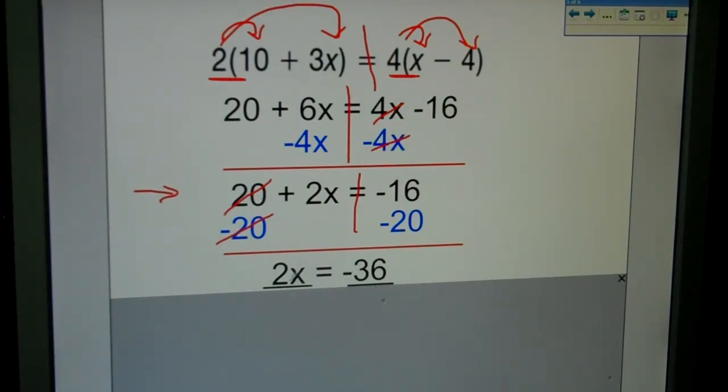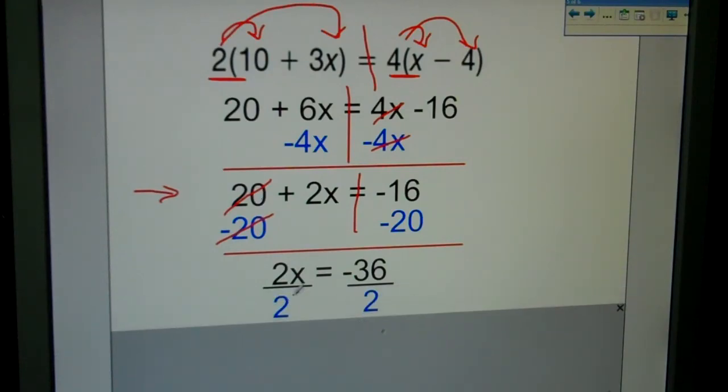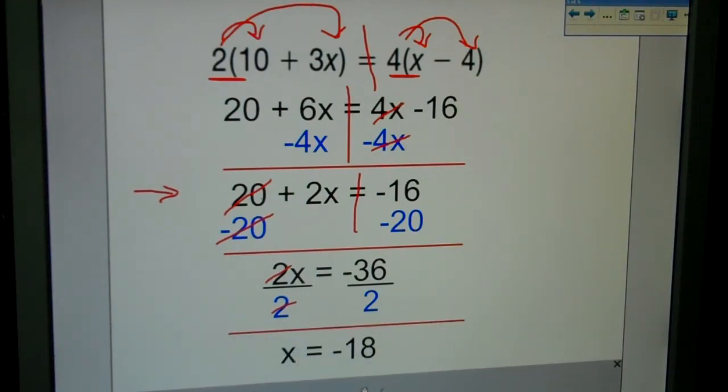Now, I've got numbers on one side, variables on one side and constants on the other. I still need 1. I don't want 2x, I want 1x. What is 1x equal to? What's the inverse of multiplication? Good, division. These two make 1. So 2 divided by 2 is 1, leaving me just x. And if I do it to one side, I have to do it to the other. And there it is. X is equal to negative 18.